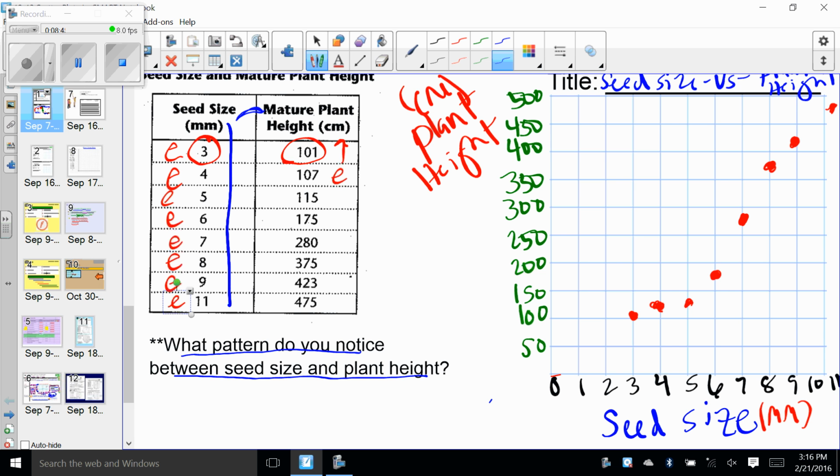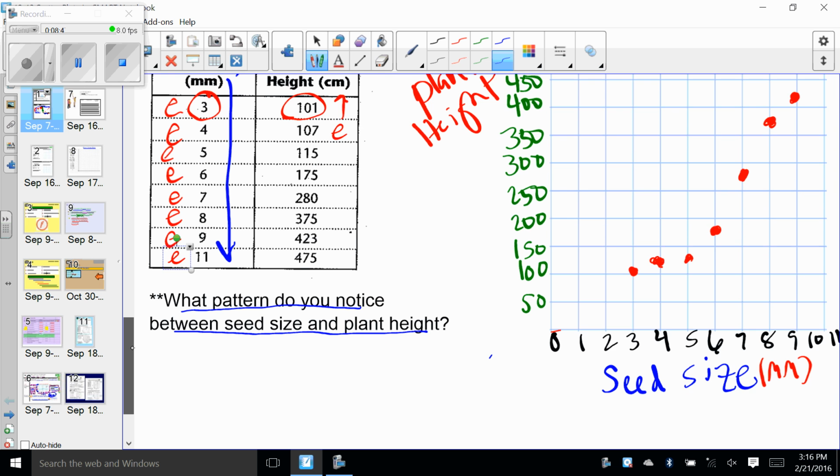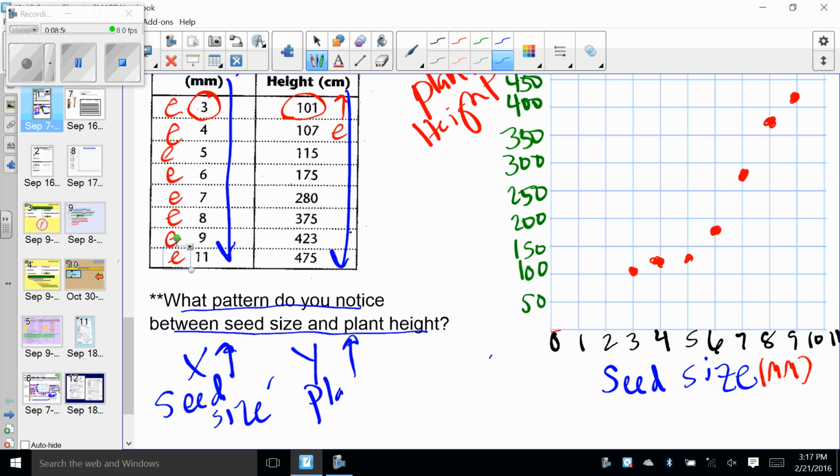Well, it looks like as the seed size gets bigger, the plant gets taller. So we say as the seed size increases, plant height also increases. So that's what we call a scatter plot. Again, you need a title, you need labels, you need to plot the data points. If I went too fast, go ahead and pause the video. But your job is to do the 2 scatter plots on page 13. Please take your time. Make sure you scale it right. Answer keys should be available on my website if you need some assistance.